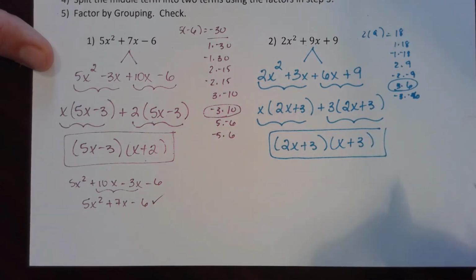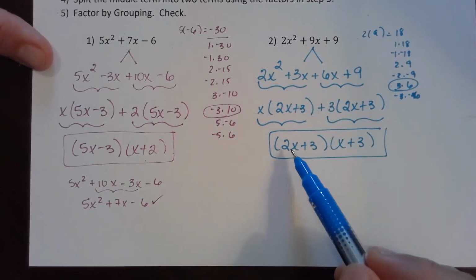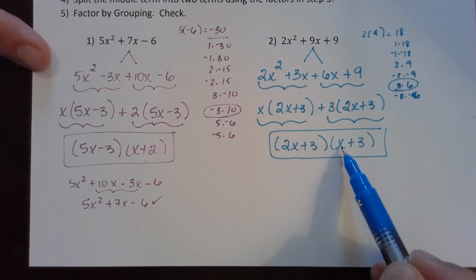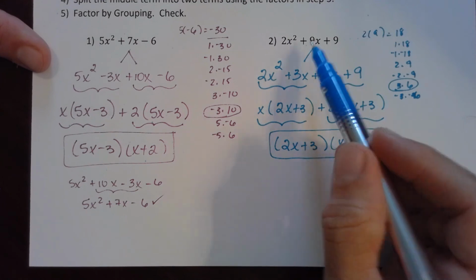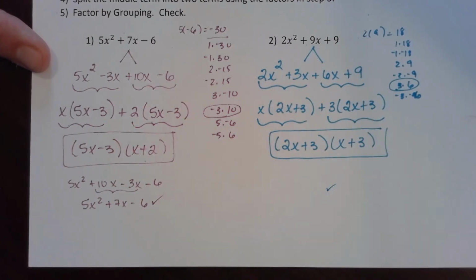Again, you can check the answer. 2x times x is 2x squared. 2x times 3 is 6x. 3 times x is 3x. 6x plus 3x is 9x. And then 3 times 3 is 9. So that one also checks.